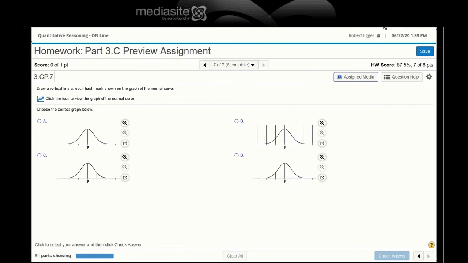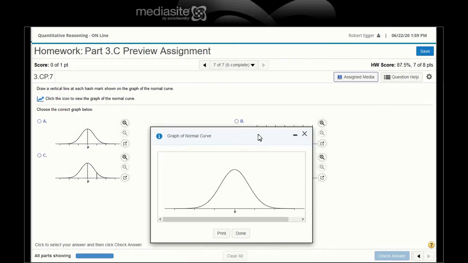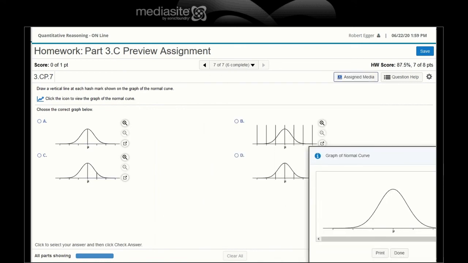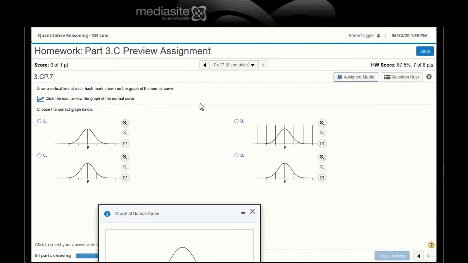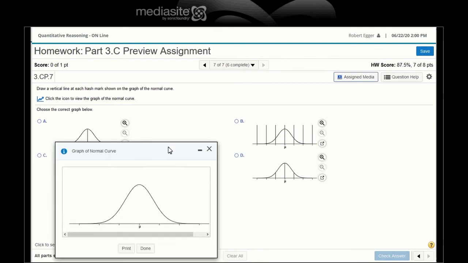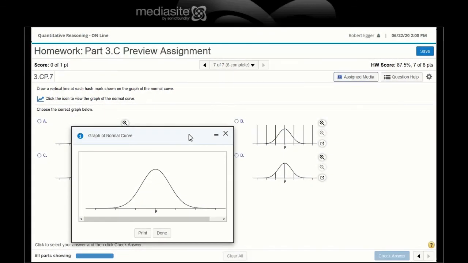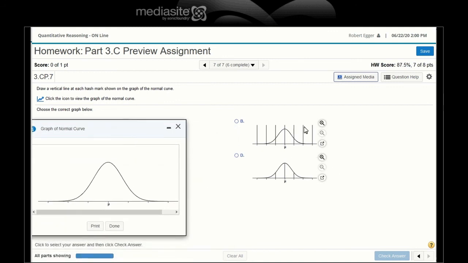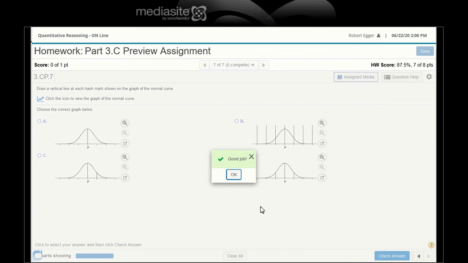Draw a vertical line at each hash mark shown on a graph of the normal curve. Choose the correct graph. Ooh, it's either A, B, or D. Because this is just at the mean. This is the mean plus one deviation. Draw vertical lines at each hash mark. I am going to go with B because it does not say between the curve and the axes. I'm pretty sure it's B, but just for fun, let's do D instead. Let's see what we get. Hate when that happens.